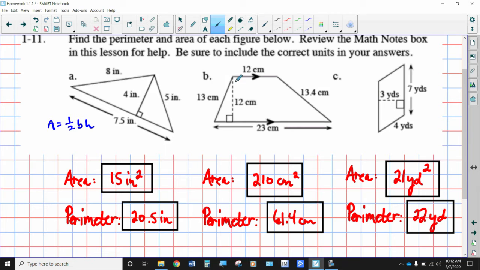Here's a trapezoid. The average of the two bases would be 35, half of that is 17 and a half, and multiply that times 12, you'll get the area. And then the perimeter, once again, is the sum of the four sides that make up the perimeter.